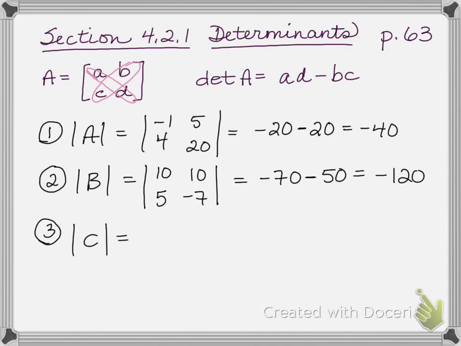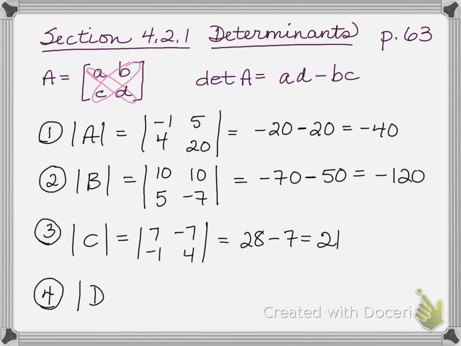So let's find the determinant of C. So we have 7, -1, -7 and 4. So you're going to have a 28 because of the 7 times 4 minus, and -1 times 7 is a positive 7. So you should have gotten a 21.